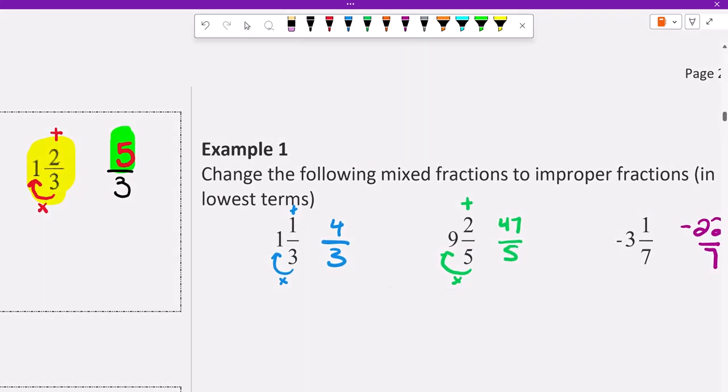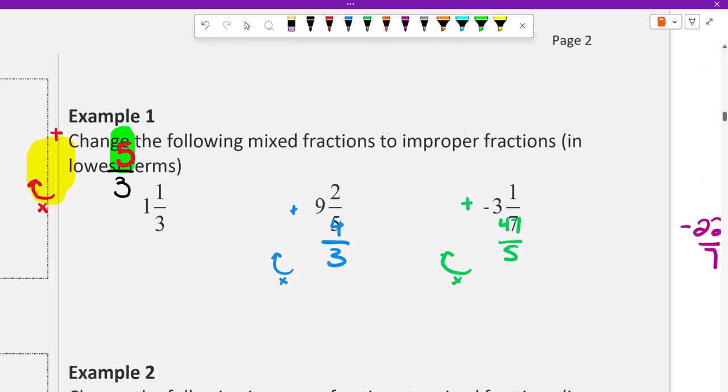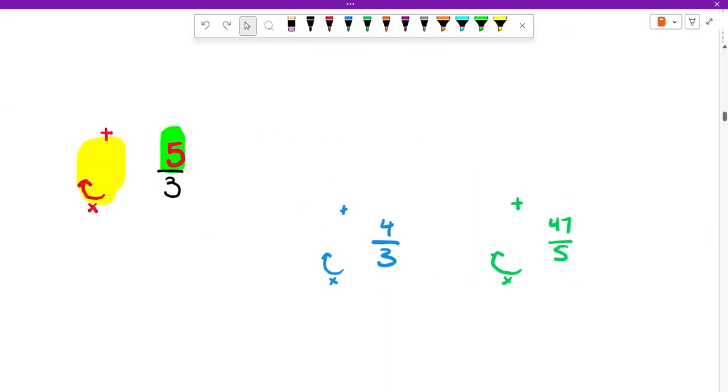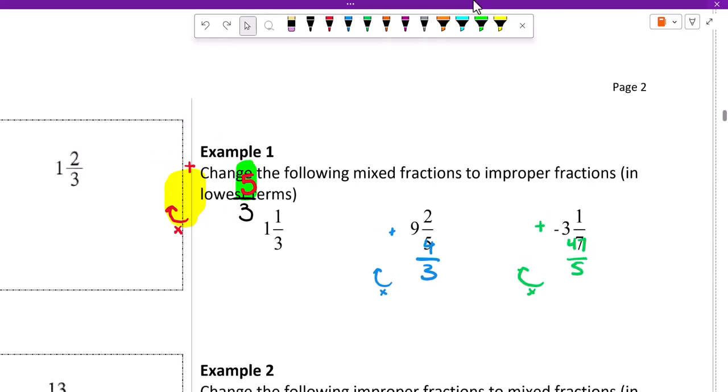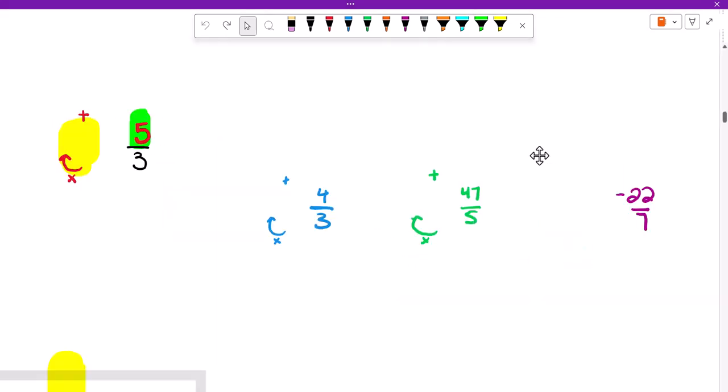If you had a negative out front, oops, that's not what I wanted it to do. Uh-oh, what are we doing? Computer. All right.